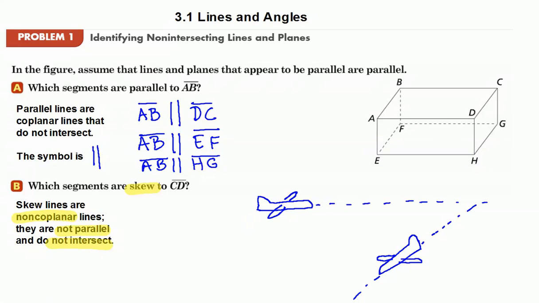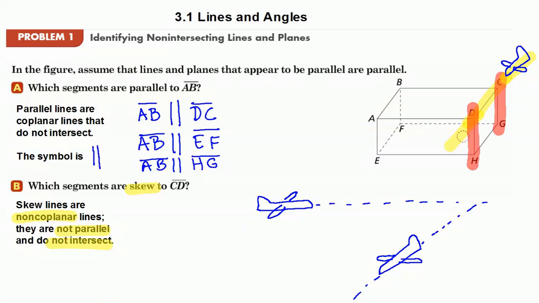Okay, so now let's look at this example. Which segments are skew to CD? Going back to CD, here's our CD line. I can only use lines that cannot touch CD. So let me go over in red and highlight which ones cannot work. This cannot work. It'll crash with line CD. So imagine CD is your plane, and you don't want another plane passing through CD and crashing. So line CG cannot work.